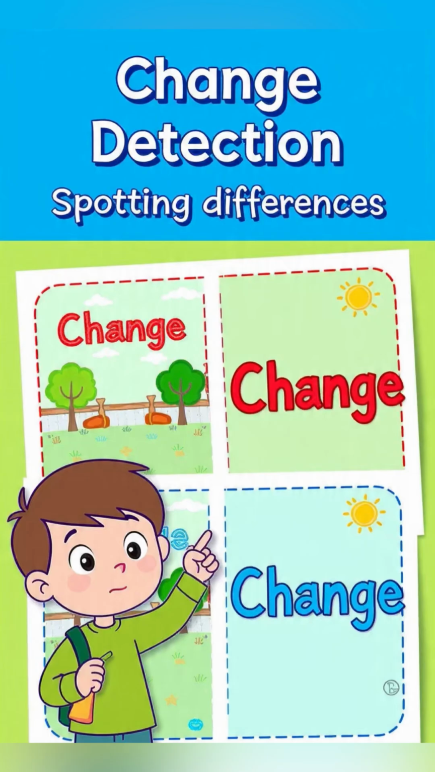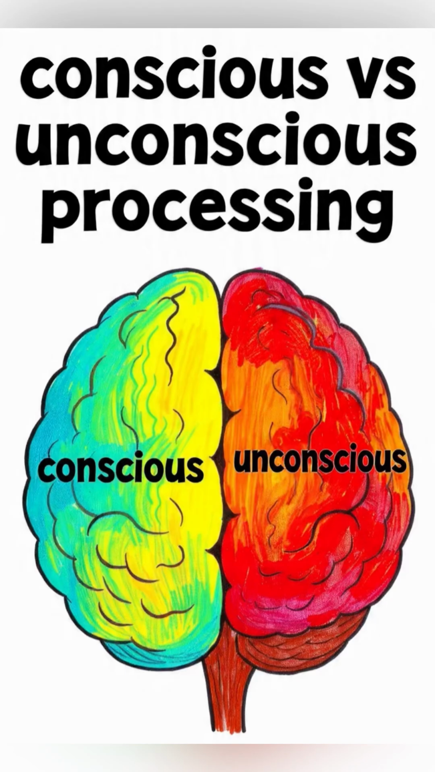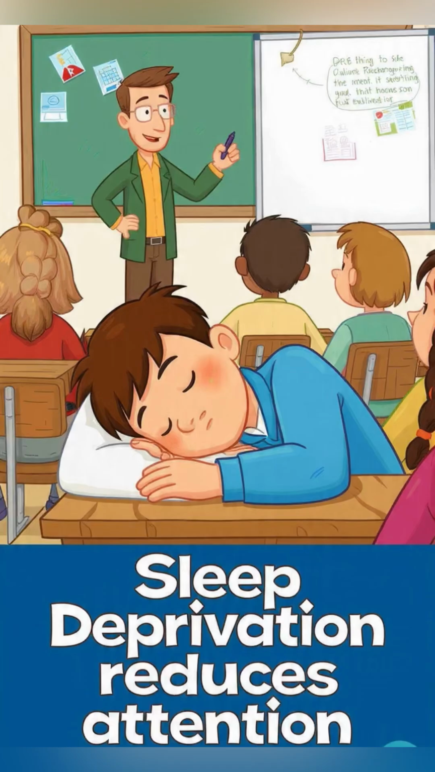Conscious versus unconscious processing. A brain half asleep, half awake illustrates the distinction between conscious, aware, and unconscious automatic processing of information. Sleep deprivation reduces attention. A person dozing at a desk demonstrates that lack of sleep impairs alertness, attention, and cognitive function.